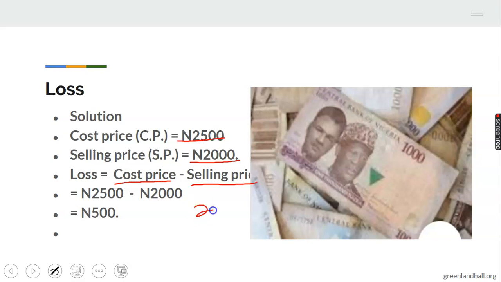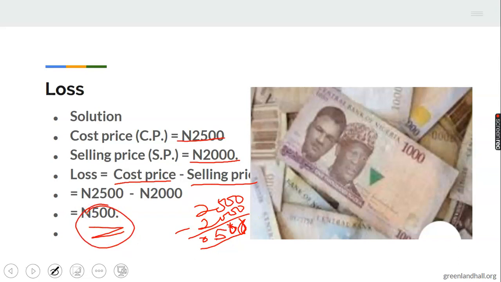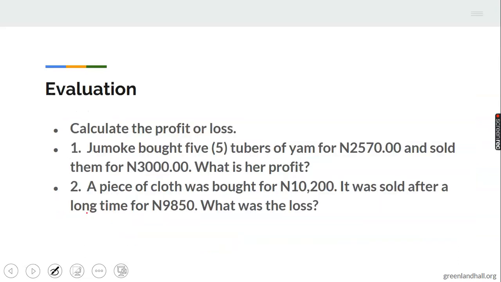So we calculate 2,500, take away 2,000. What do we have? 0, 0, 5 minus 0, 5. Then 2 minus 2 is 0. And 0 before a number means nothing. So we have 500, which is 500 naira. So that's how we got this answer that you see here. So that's his loss. He made a loss. He sold it for a lesser amount.